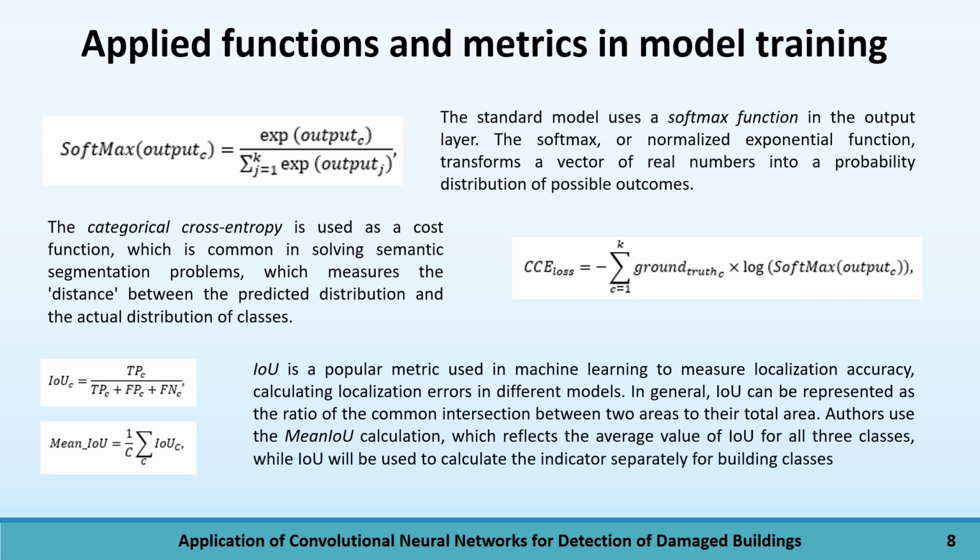Also, two different metrics were used. Intersection over union is a popular metric used in machine learning to measure localization accuracy, calculating localization error in different models. There is mean intersection over union, which reflects the average value of intersection over union for all three classes, while common intersection over union will be used to calculate the indicator separately for building classes.